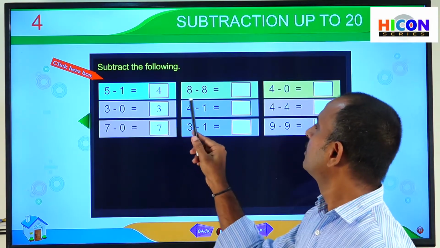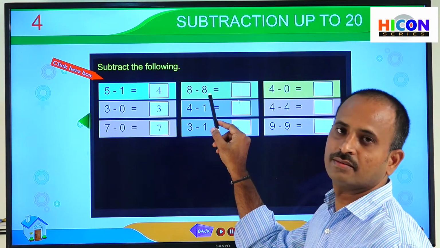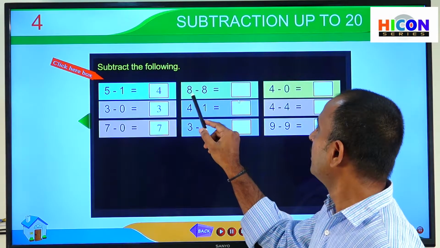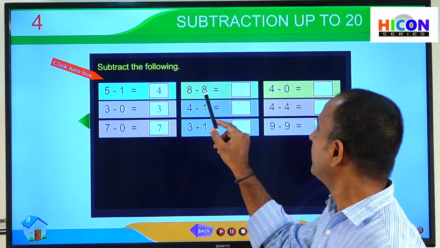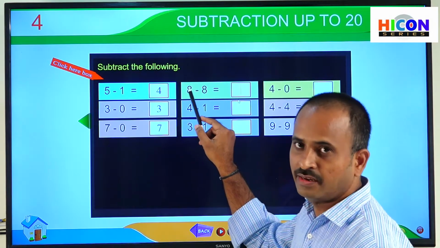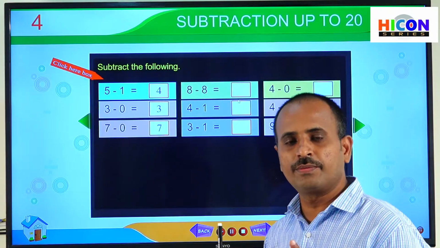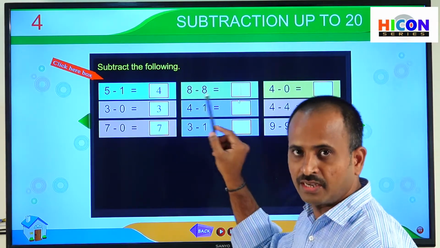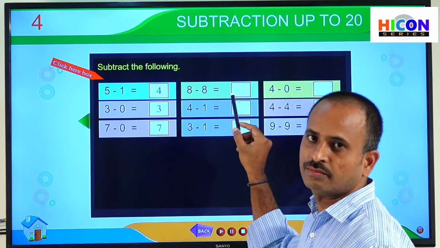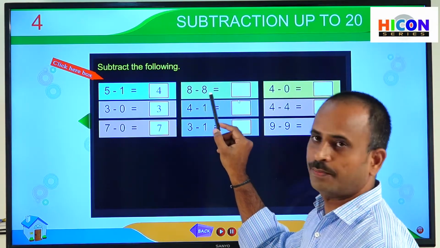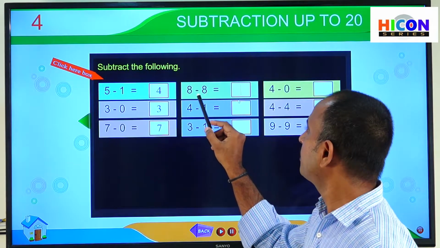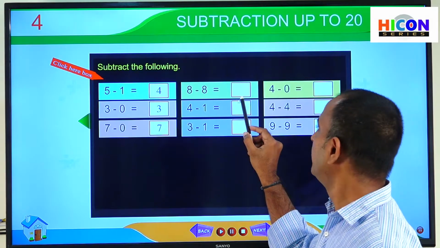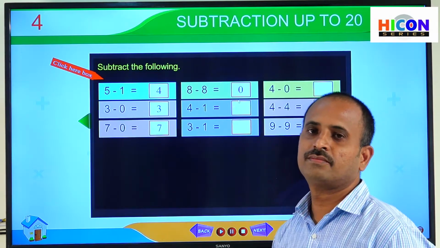Let's see the next one. 8 minus 8. Children, observe this subtraction carefully. Here 8 is subtracted from 8. According to the subtraction fact, if any number is subtracted from itself, the answer is 0. By using that fact, here 8 is subtracted from 8, so the answer is 0. Write 0 in this box.